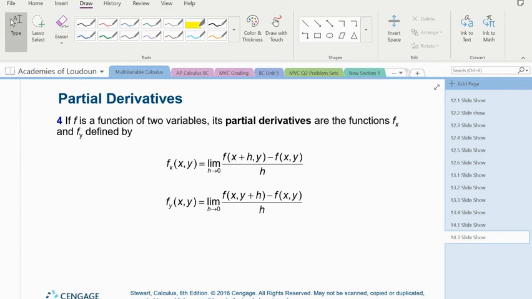If we now let the point a and b vary in equations 2 and 3, f sub x and f sub y become functions of two variables. So if f is a function of two variables, its partial derivatives are the functions f sub x and f sub y, as defined as shown.